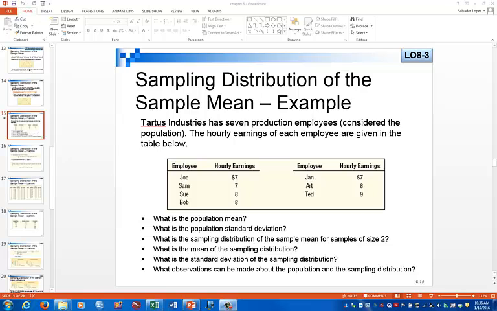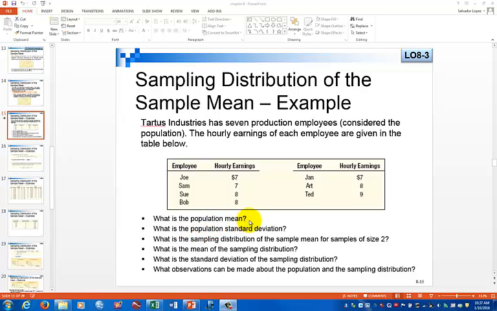Continuing with Section 3, Chapter 8, Sampling Distribution of the Sample Mean. An example. Tortoise Industries has seven production employees. Consider the population. Notice this is a simple example. The population is 7 employees. The hourly earnings of each employee are given in the table below. Joe, Sam, Sue, Bob, Jen, Art, and Ted make 7, 7, 8, 8, 7, 8, and 9 in wages.